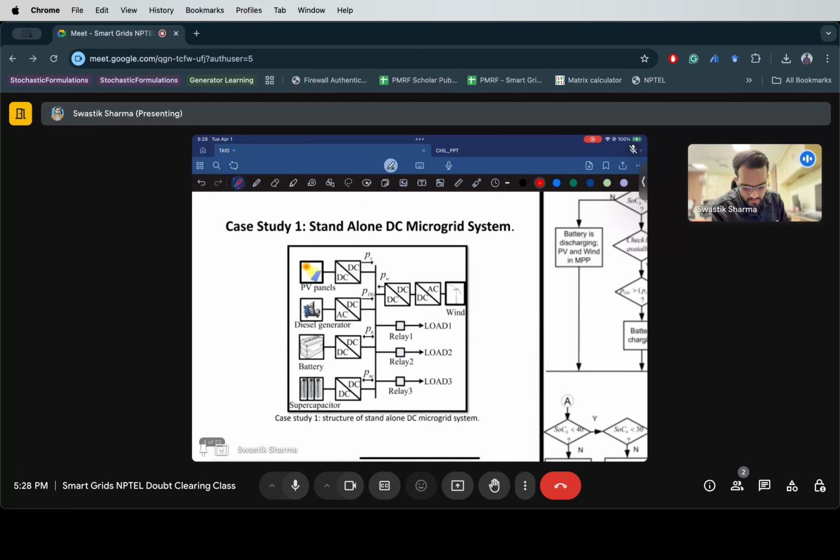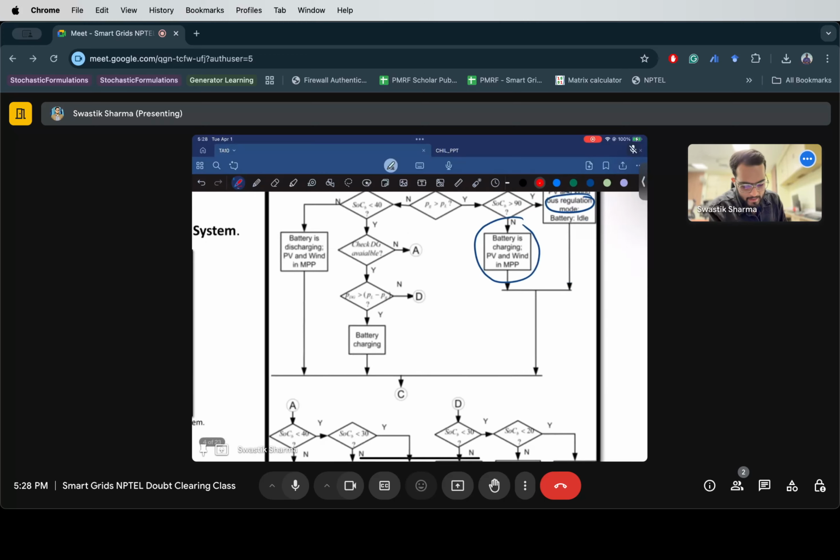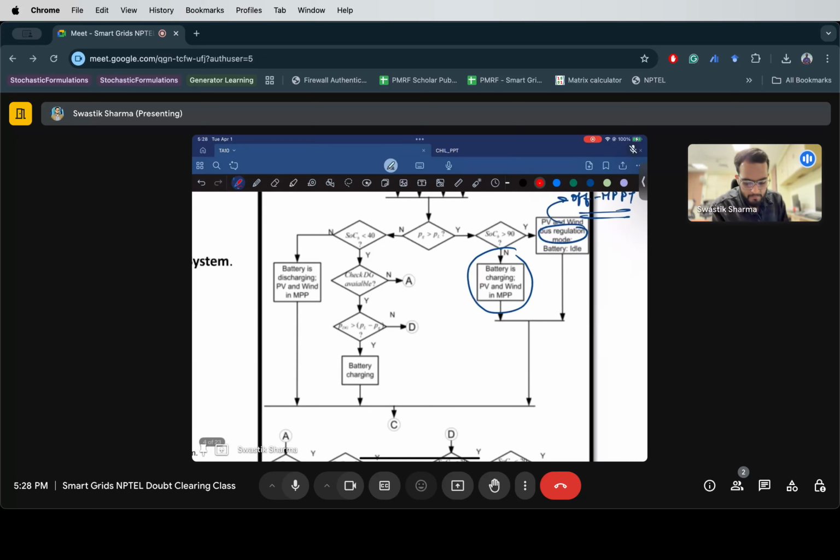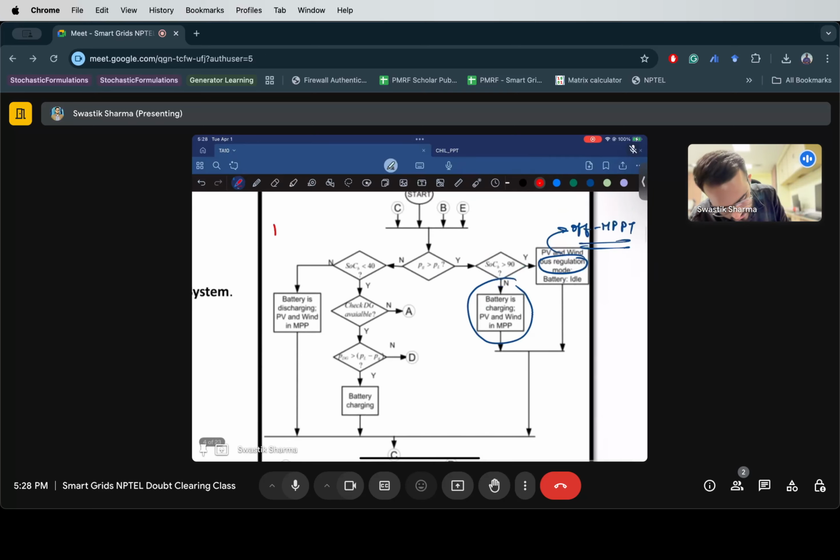If the diesel generator is available, we want to make sure of the deficit of the energy, that is load minus the grid. Can the DG produce more than the required amount of power? If yes, we use the rest of the power to charge the battery. And if it is not able to provide that much power, we move to condition D.